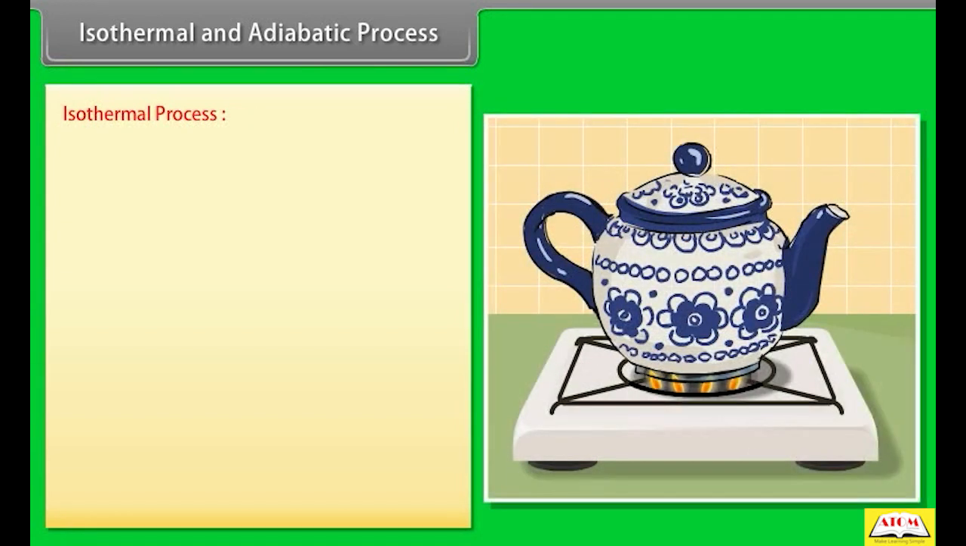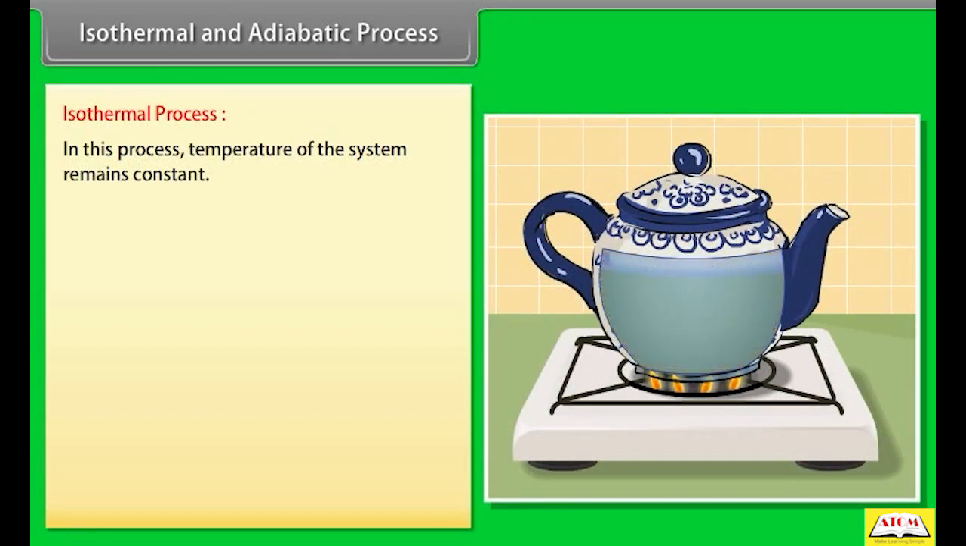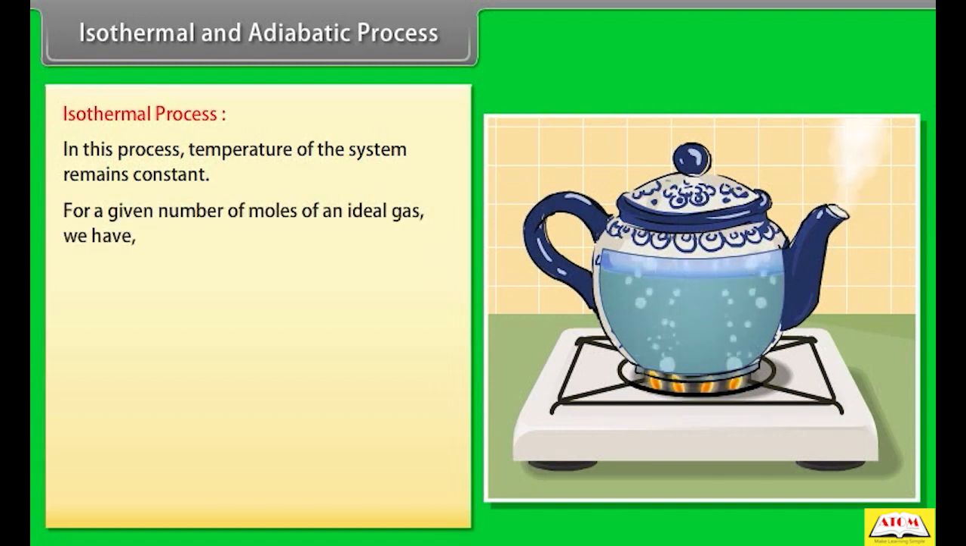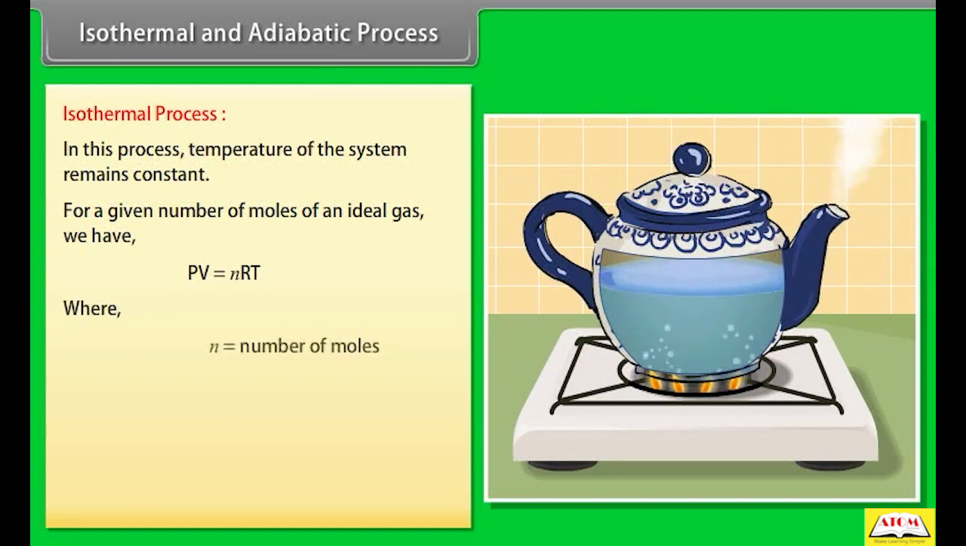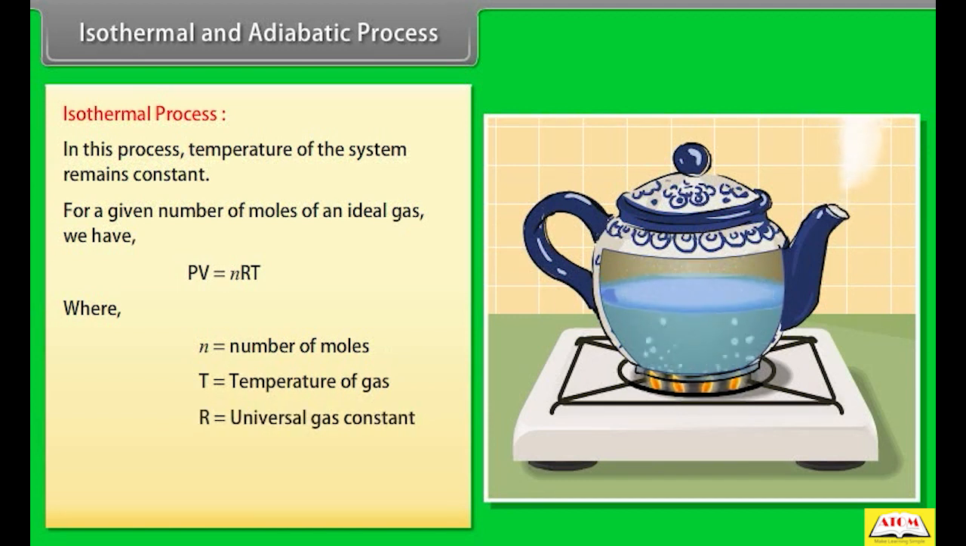Isothermal and adiabatic process. Isothermal process. In this process, the temperature of the system remains constant. For a given number of moles of an ideal gas, we have PV is equal to nRT, where n is the number of moles, T is the temperature of the gas, and R is the universal gas constant. Since T is constant, therefore PV is also constant.